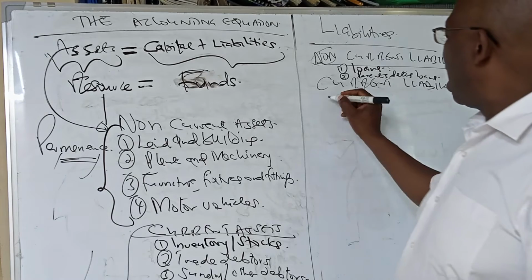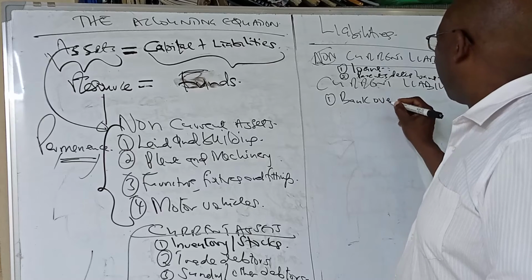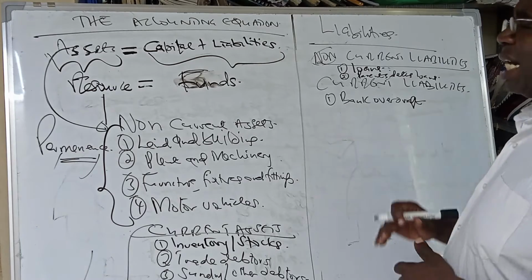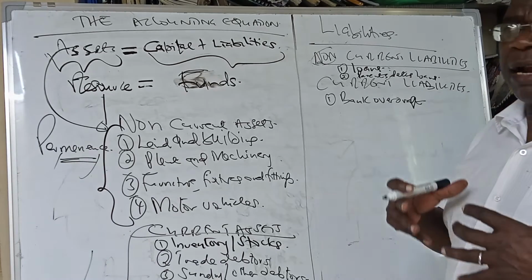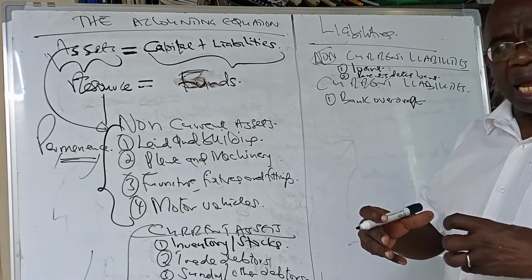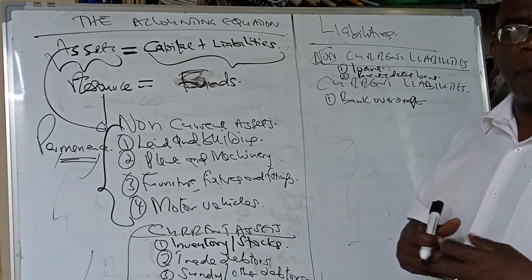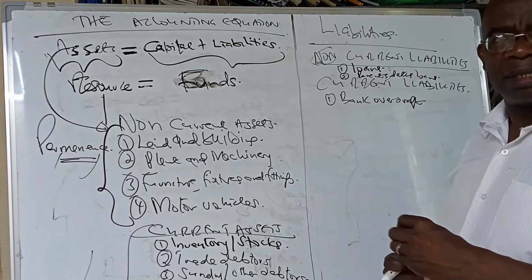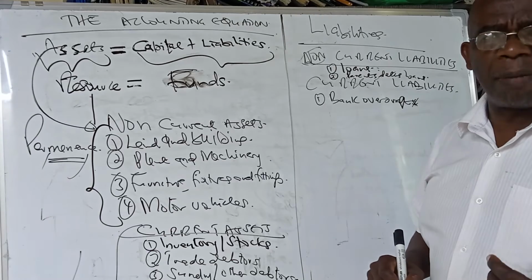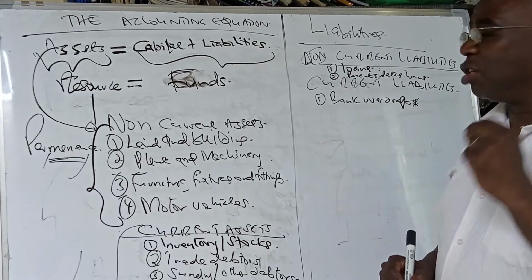We have current liabilities, and the first current liability in the listing is called bank overdraft. What is a bank overdraft? A bank overdraft is an arrangement with the bank whereby the bank accepts to pay more money on your behalf, to pay more people who owe you money on your behalf, more than the money you have in the bank. When that happens, you owe the bank, and the bank charges you some interest.